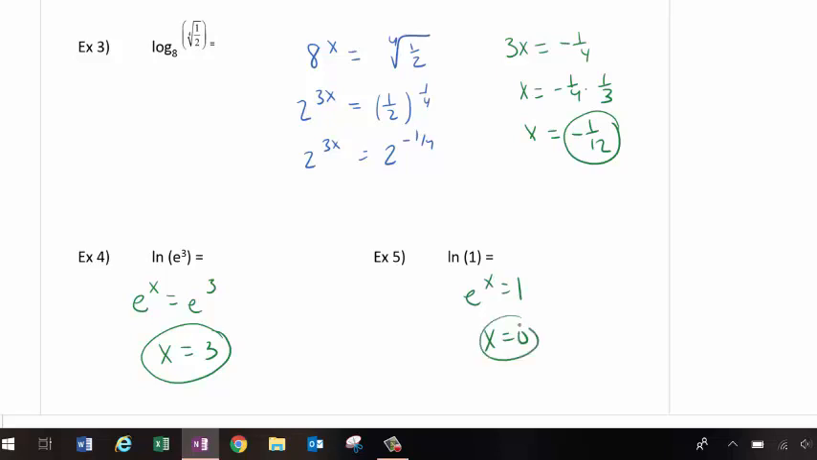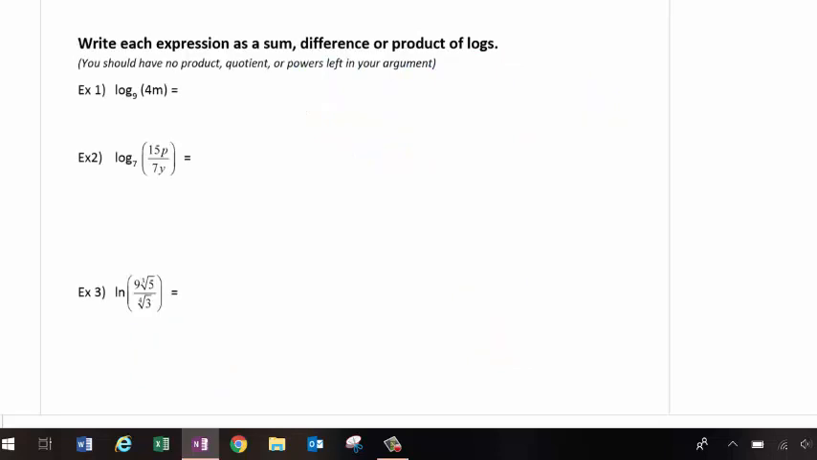So I showed you without using the shortcut rules, but it is okay to use the shortcut rules that were listed with D and F. Now we're going to write expressions as a sum, difference, or product of logs. We want to have absolutely no products, quotients, or powers left in our argument. So this first one we are going to break up into a sum.